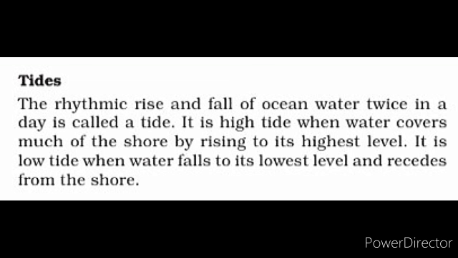So, the rhythmic rise and fall of the ocean water is called a tide. It is of two types, high tide and low tide. We can say it is high tide when water covers much of the shore by rising to its highest level. When the ocean water rises to its highest level and covers much of the shore, then it is known as high tide. And when water falls to its lowest level and recedes from the shore, then it is known as low tide.